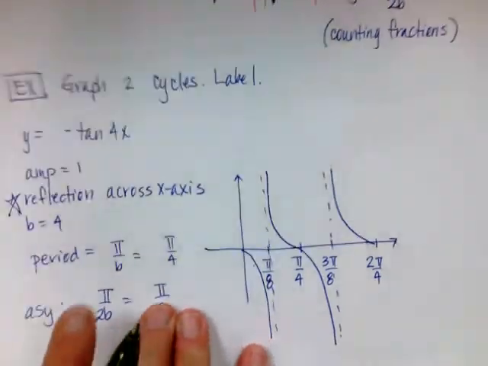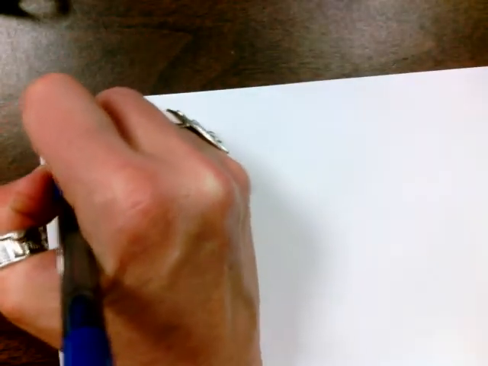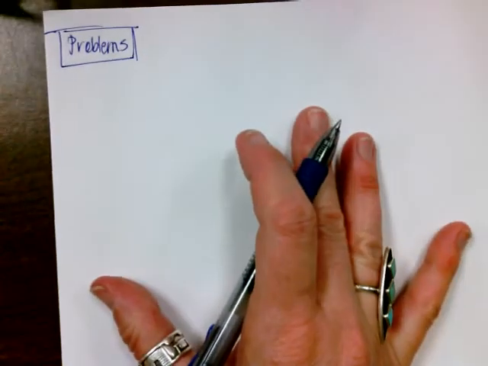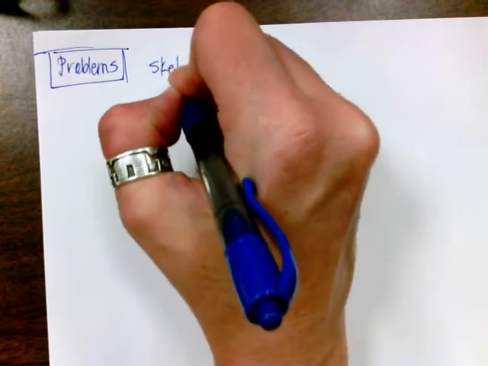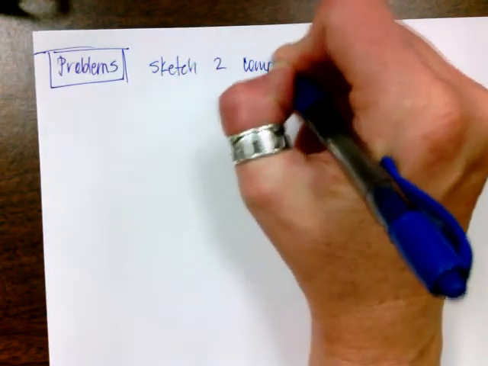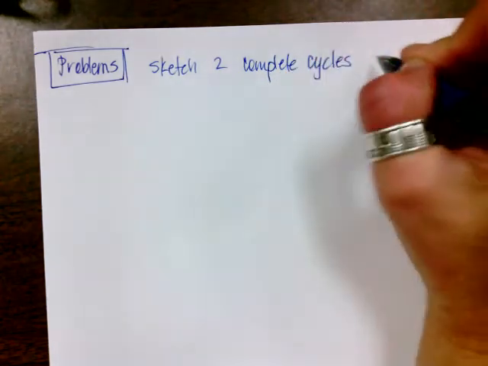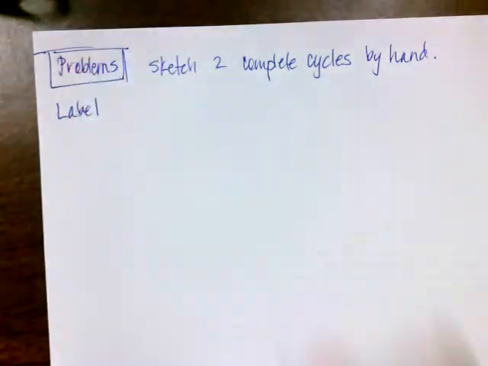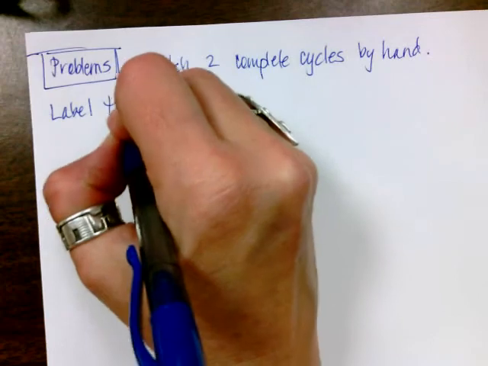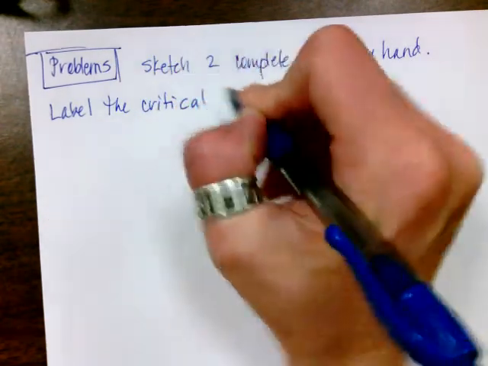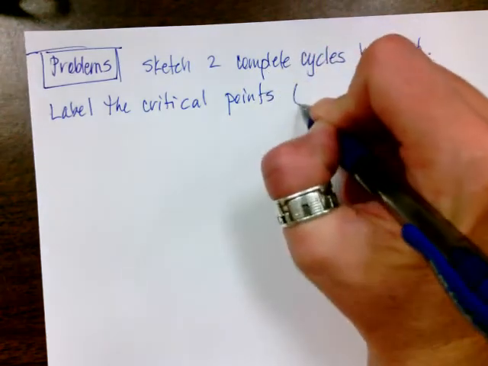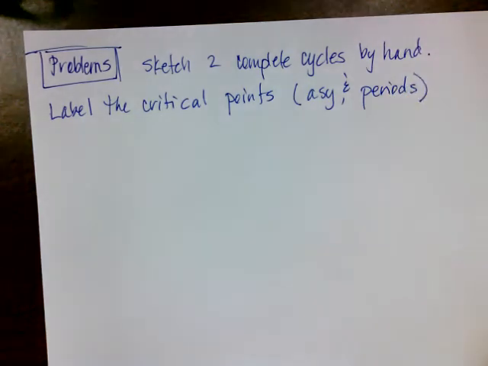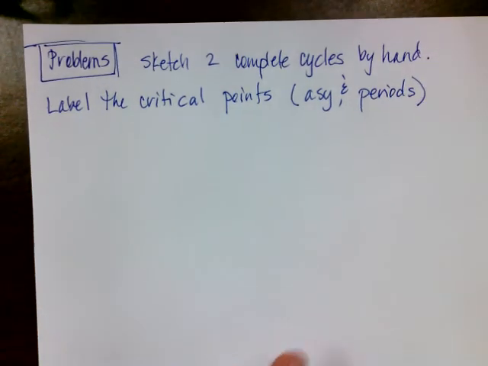Alrighty, let me give you your problems. Again, another nice short video, which is glorious. Okay, and our school year is approaching a close, so even better. So I want you to sketch 2 complete cycles by hand. Of course, you have to label your critical points. So for tangent, that's going to be your asymptotes and the period, and those are the only critical points that you actually have to label. Okay, and you do have to label them completely for both cycles.